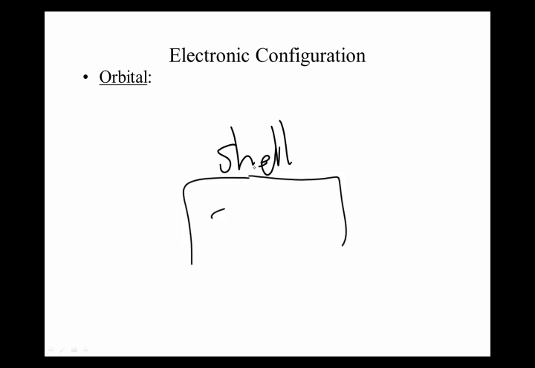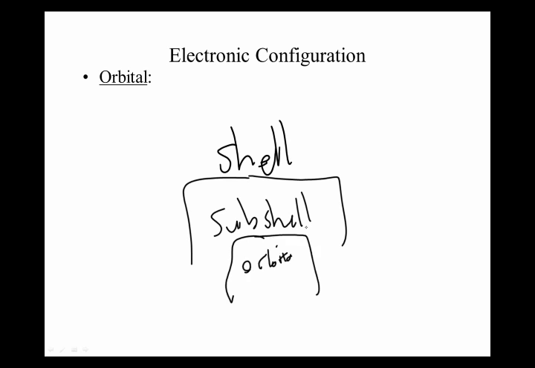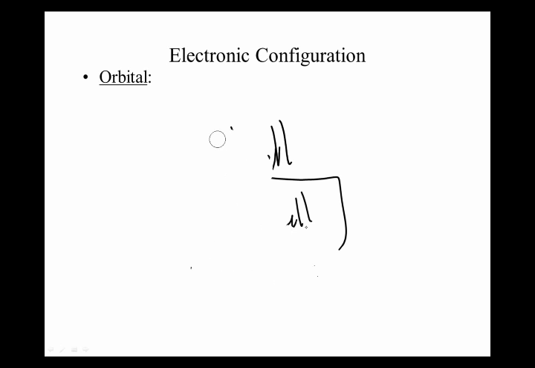Finally, orbitals, getting down to the last bit. The orbitals are the actual houses in which the electrons reside. So we have shells as our broadest category, and then within shells we have subshells, and then within each subshell we have orbitals. And within the orbitals are electrons. Right? So each shell has multiple subshells, each subshell has multiple orbitals, and each orbital has electrons in it.